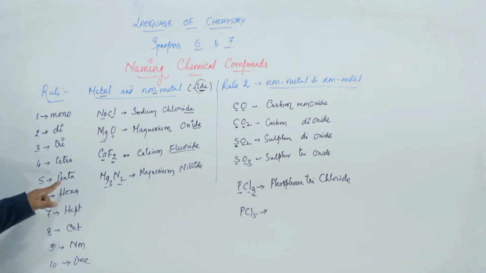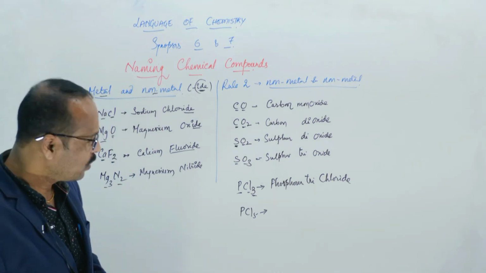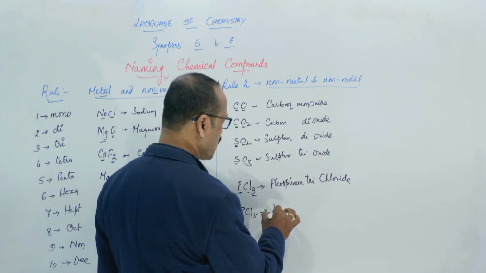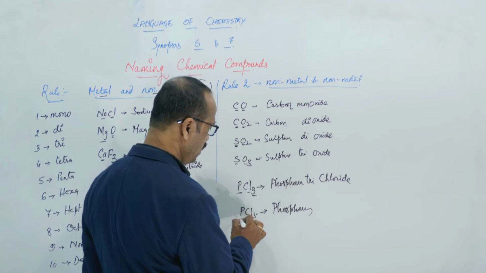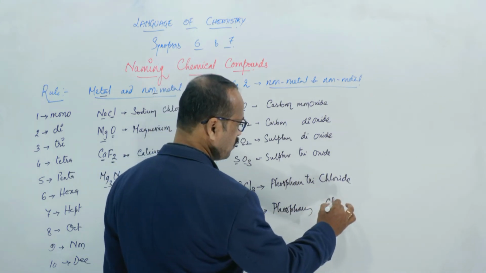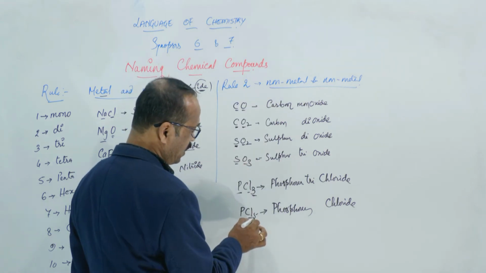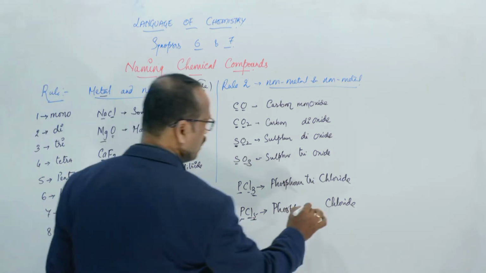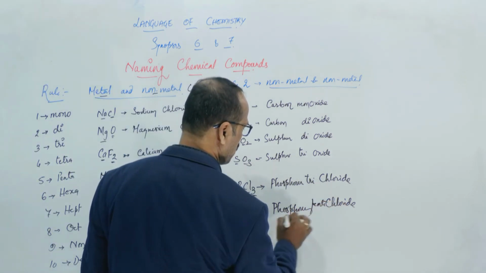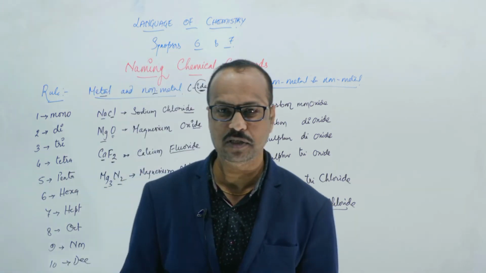PCl5. Come on, what's the PCl5 formula? Louder. Very good. So that is phosphorus pentachloride. P stands for phosphorus. And Cl, chlorine, means what? You have to write chloride, ending with ide only. But here how many chlorines are there? 5. 5 for penta. So what do you call it now? Phosphorus pentachloride. Clear? Phosphorus pentachloride.